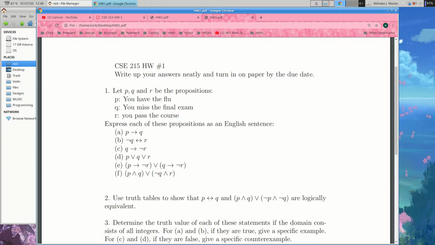But if there's no arrow, there's no if then. So D, for example, P or Q or R says, you have the flu, or you miss the final exam, or you pass the course. And that is a proposition. It's a declarative statement. It's kind of a weird one, but it's not stating a conditional, like if this happens, then that'll happen. It's just saying you got the flu, or you're going to miss the final exam, or you're going to pass the course.